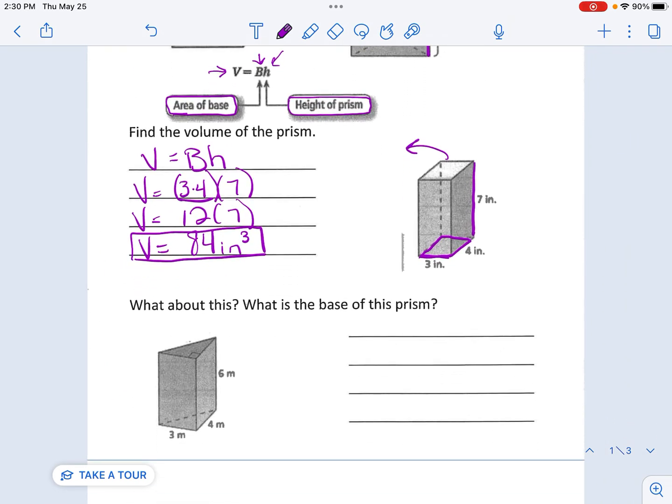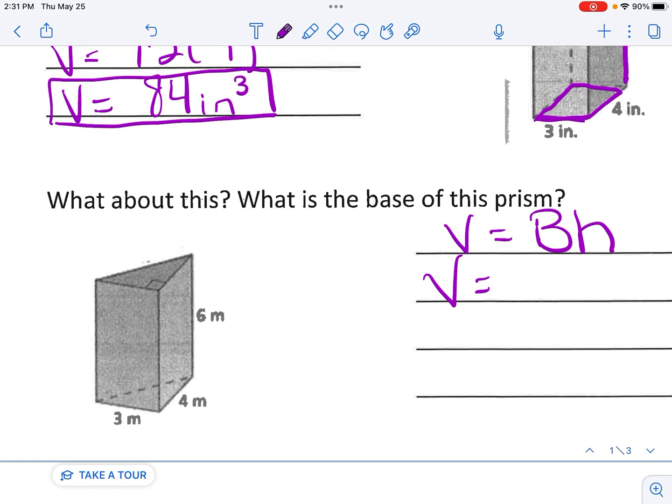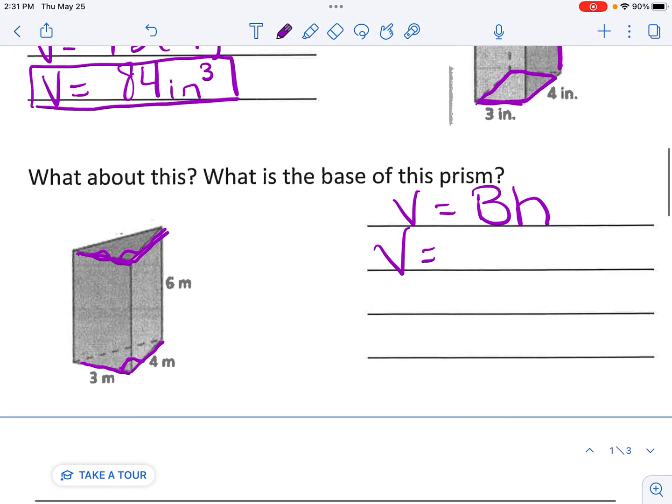Okay, so that one was pretty easy. This next one, you have to think about for a little bit. This is a triangular prism. So we are still going to write volume is the area of the base times the height. Now, for this triangular prism, remember I said to look for the right angle. The two edges that it's touching are your base and your height. That would be the same down here. Base and height of the triangle is 3 by 4.